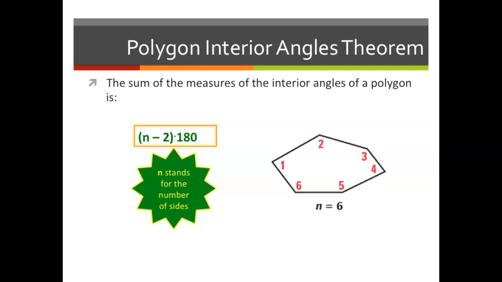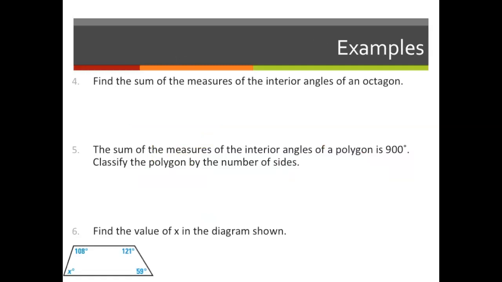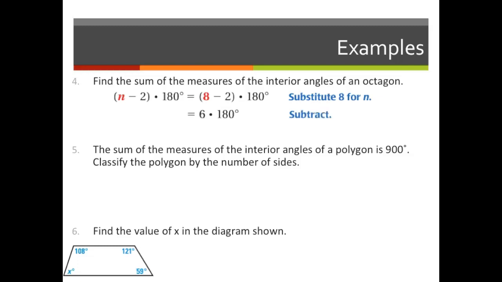Let's look at example 4. Find the sum of the measures of the interior angles of an octagon. An octagon has 8 sides, so using this theorem, we would find n minus 2 times 180, which is 8 minus 2 times 180. Simplifying inside the parentheses, we have 6 times 180, which is equal to 1080 degrees. So the sum of the interior angles in an octagon is 1080 degrees.